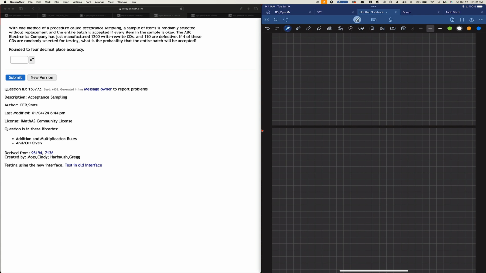With one method of a procedure called acceptance sampling, a sample of items is randomly selected without replacement, and the entire batch is accepted if every item in the sample is okay. So without replacement. To review, without replacement means if I have 10 items and I draw 3, those 3 don't ever get put back in. So when I draw 1, I only have 9 items for the next draw, so the denominator changes for probability. If I draw a second one, the third draw will only have 8 items. So the first has 10, the second has 9, the third has 8, and so on.